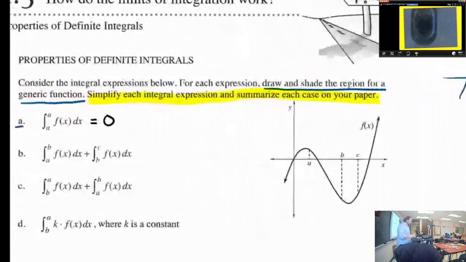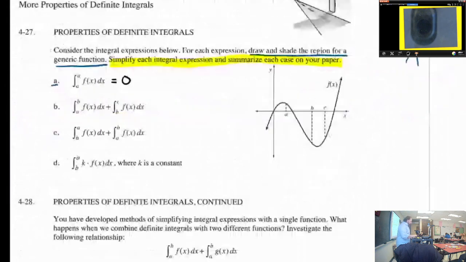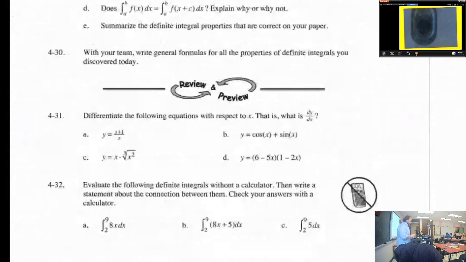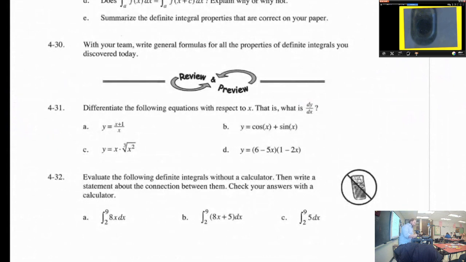And by the way, I'm going to pause right now and fast forward to the end of today. At 4:30, what we're really going to do today is build a list of rules, general formulas for all the properties of definite integrals that we're going to discover today. And that's one that we could probably write down right now. The integral from a to a of some function f of x dx is always equal to 0. It's probably the first and easiest of the integral rules that we could be aware of.